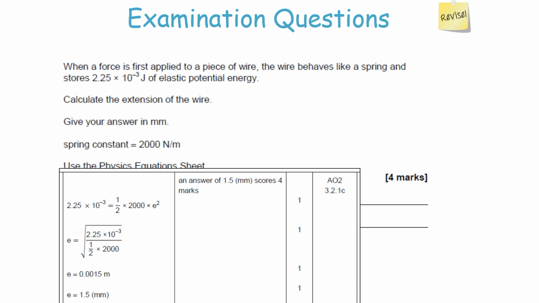You then rearrange it and make extension the subject, and then you work out your answer to be 0.0015 meters. Now the answer wants it in millimeters, so you then have to convert that into 1.5 millimeters.